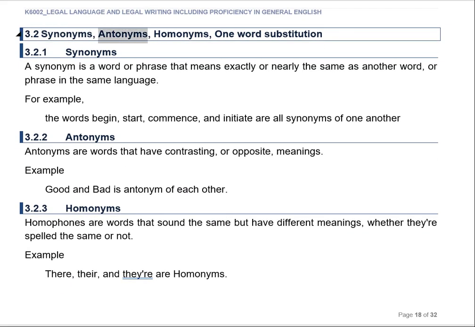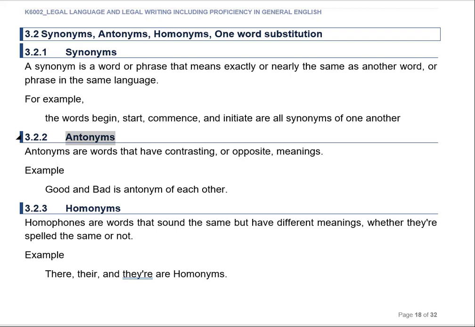Synonyms, antonyms, homonyms, one-word substitution. Synonyms. A synonym is a word or phrase that means exactly or nearly the same as another word or phrase in the same language. For example, the words begin, start, commence, and initiate are all synonyms of one another.